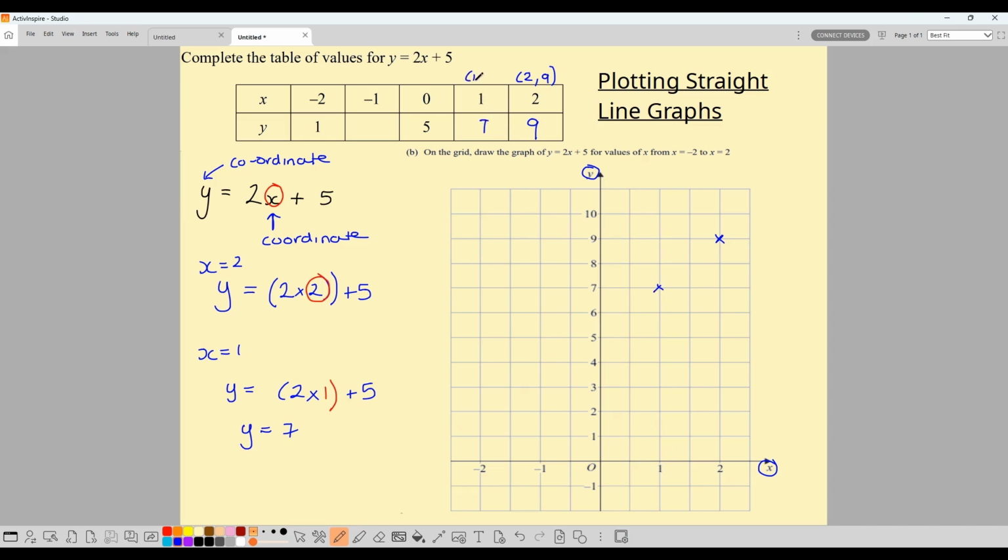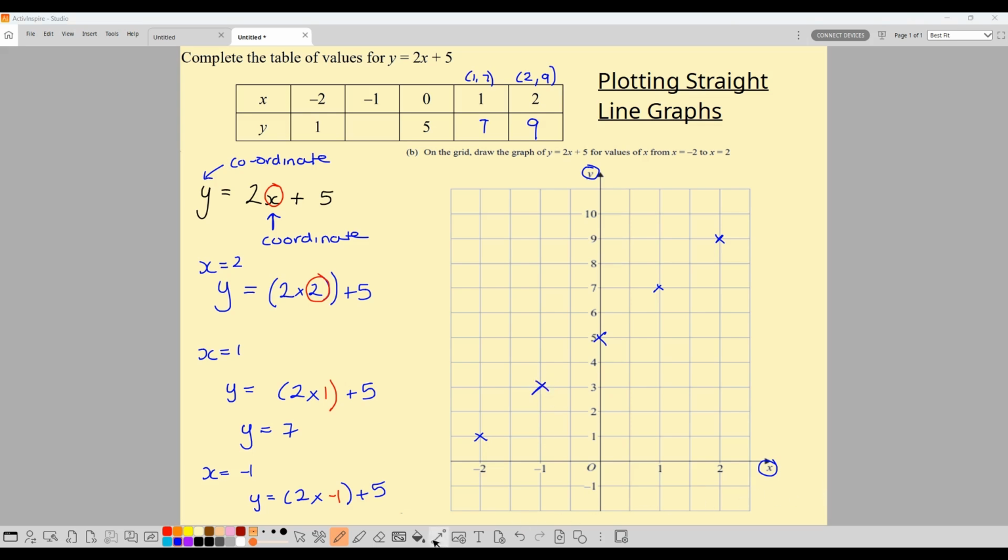They've given us our third there of 0, 5. And they've given us another one here, negative 2, 1. Right, finally, when x is negative 1, y is going to be 2 lots of negative 1, add 5. 2 lots of negative 1 is negative 2. Negative 2, add 5 is positive 3.